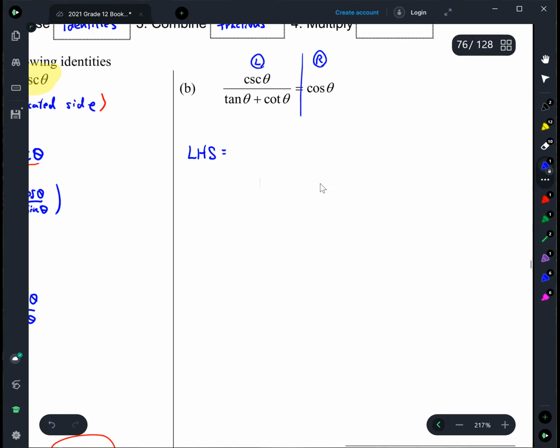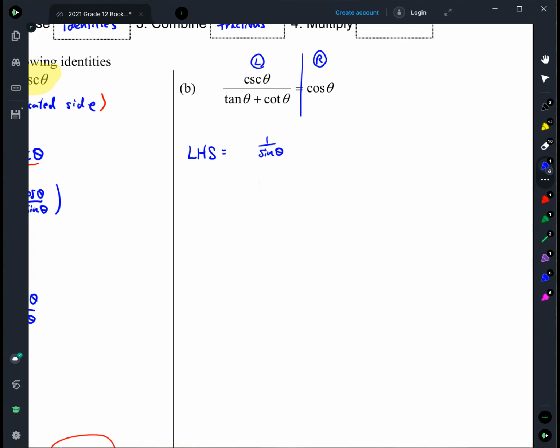Okay, Waylon, what do you have on the left side? I got 1 over sine theta. Wait, one sec. Yeah, 1 over sine theta times sine squared theta over cosine squared theta. 1 over sine theta times? Yeah, times what? Wait, no, one sec. I'm not sure if this is correct. One sec.